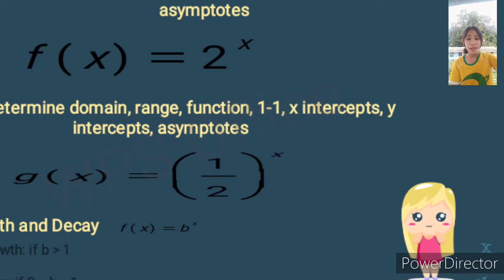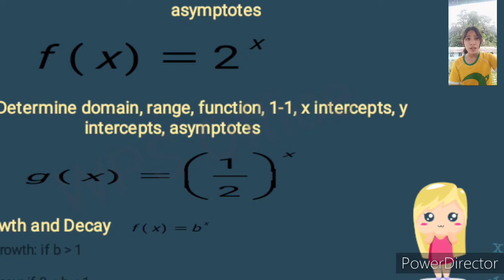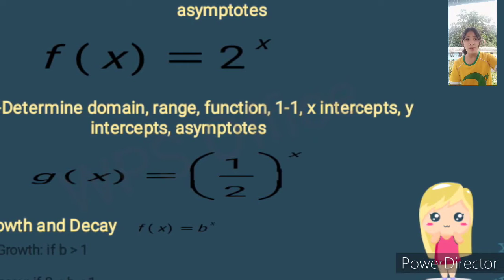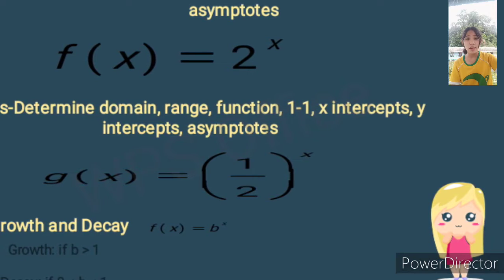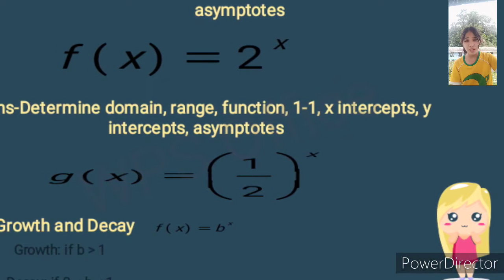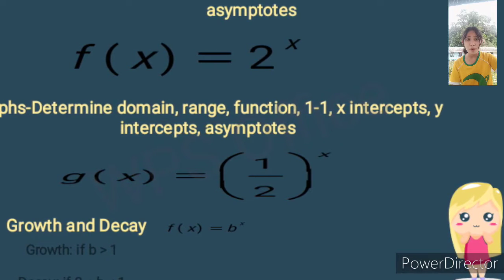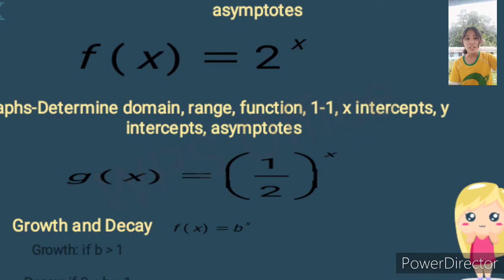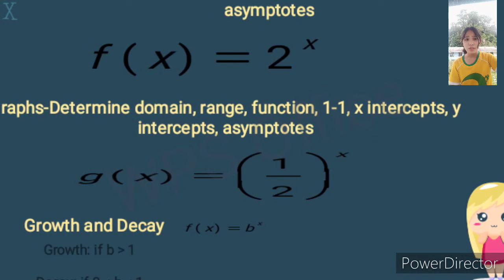Graphs determine domain, range, function, 1 and negative 1, x-intercepts, y-intercepts, asymptotes. Consider f of x equal to 2 raised to x, and g of x equal to the value of 1/2 raised to x.